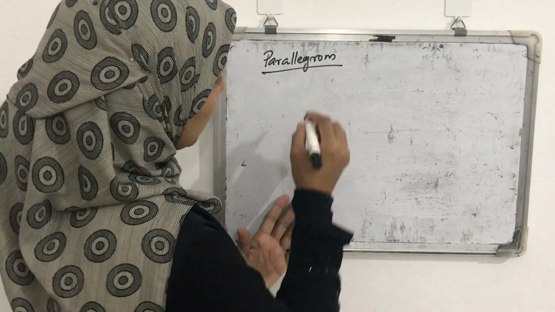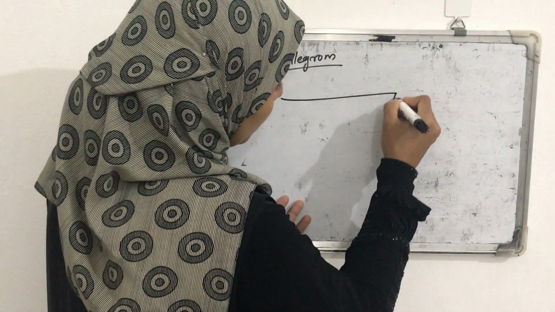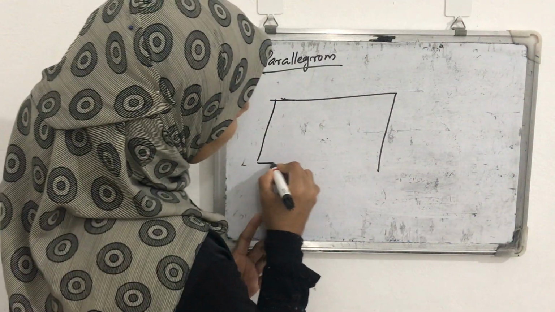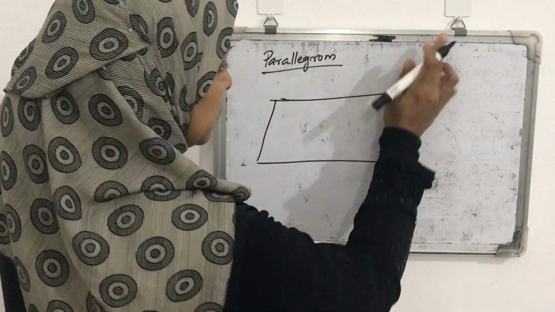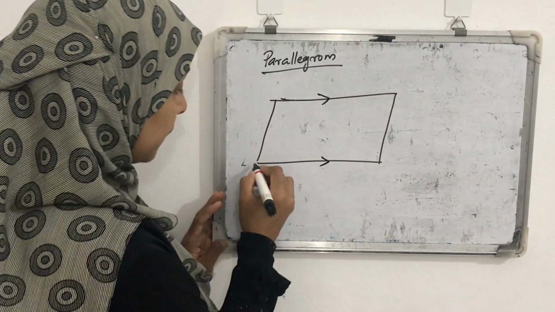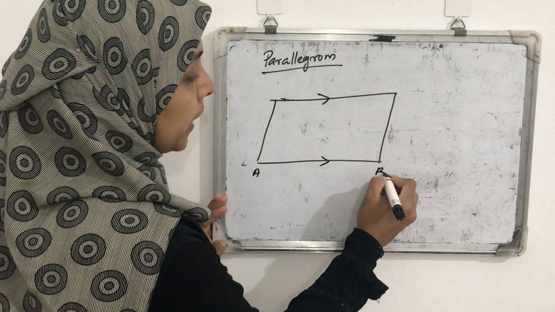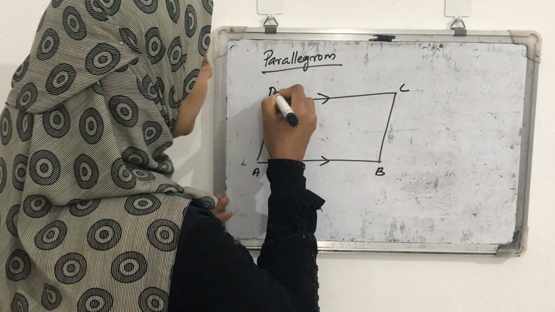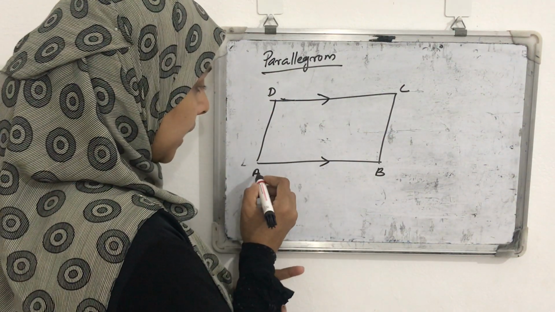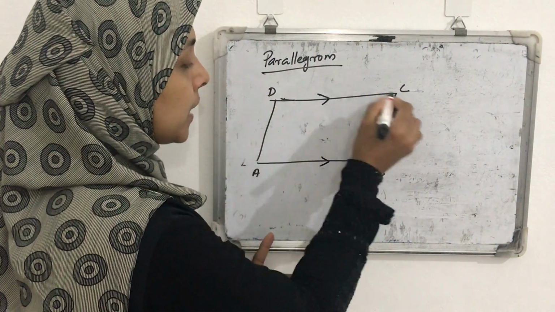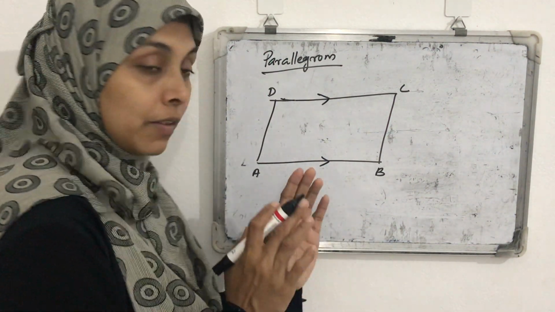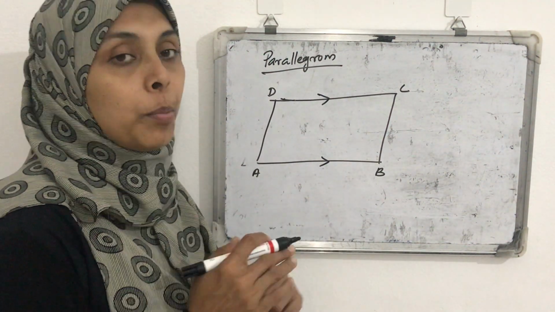Before studying the parallelogram, we want to know each element of a parallelogram. If you draw a parallelogram, first we can give it the names A, B, C, D. It is a parallelogram ABCD, and in this case the side AB and side DC are opposite sides. First we want to discuss the elements of a parallelogram.